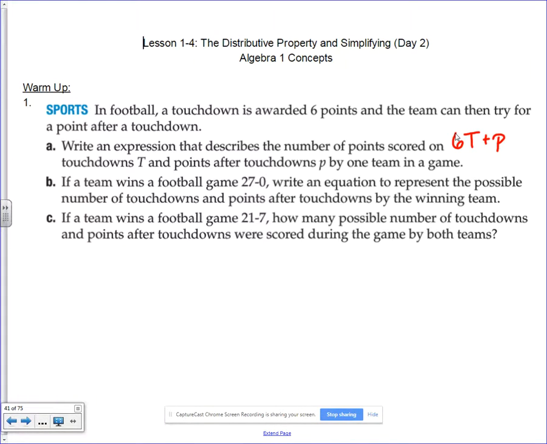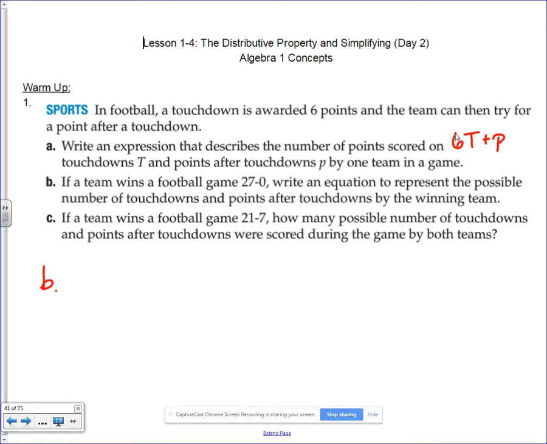Okay, next part, letter B. If a team wins a football game 27-0, write an equation. So if it's an equation, what does it have to have this time? Equal sign. Write an equation to represent the possible number of touchdowns and points after touchdowns by the winning team. So I'm going to put that down here. So if they score 27 points, how are they getting those 27 points? Touchdowns, and then after the touchdown is point after.